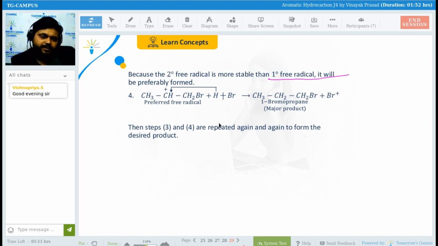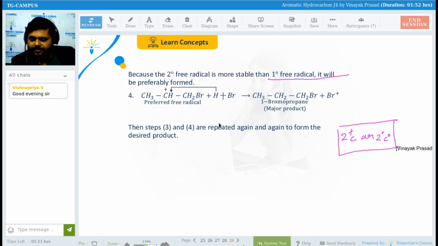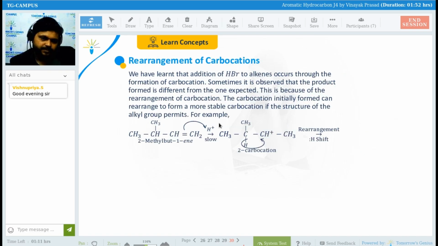See here. So here you can see that Br has joined to 2 degree here. Got my point? So either 2 degree carbocation or 2 degree free radical, in both cases, these two are more stable in comparison to 1 degree carbocation or 1 degree free radical. Got my point? Yes, sir.